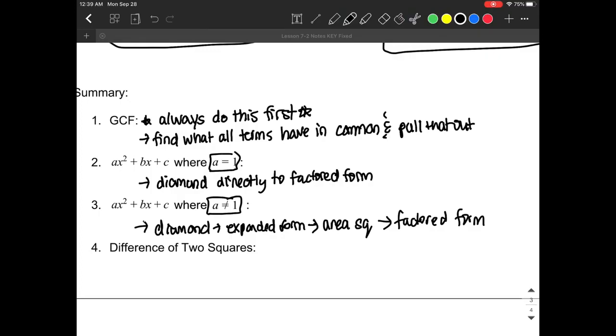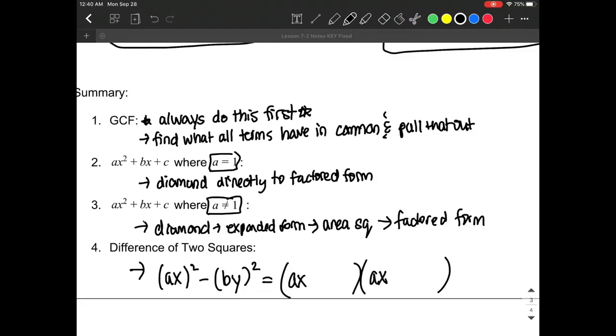And then the last thing, difference of two squares. If you have ax squared minus by squared, that's going to break down into the first term in your parentheses in factored form is ax. It's the first thing being squared. The second term is going to be by. In one, you'll have addition, and in the other, you'll have subtraction.